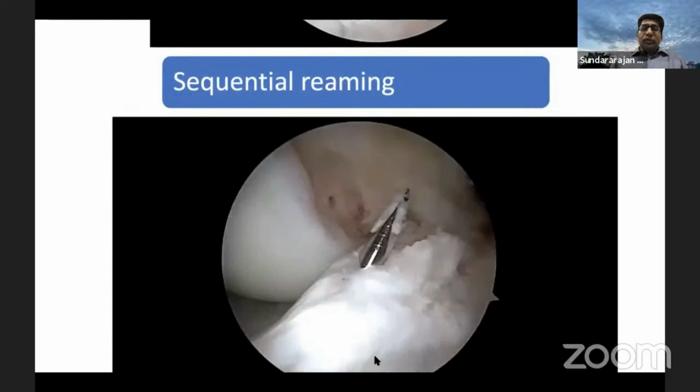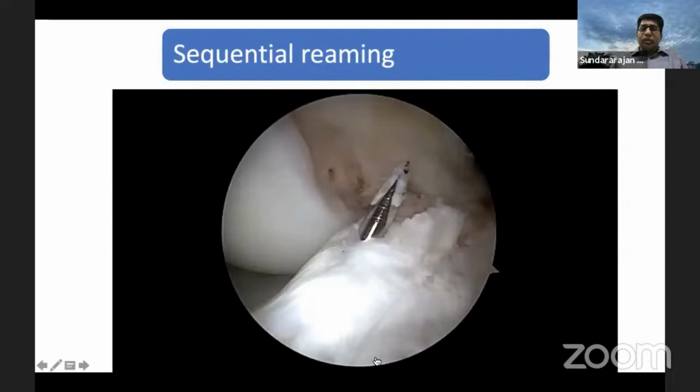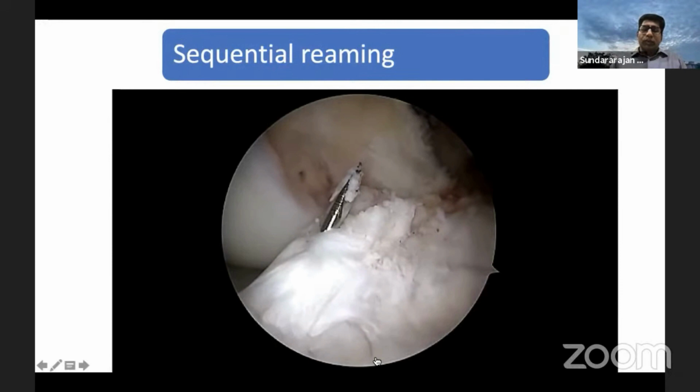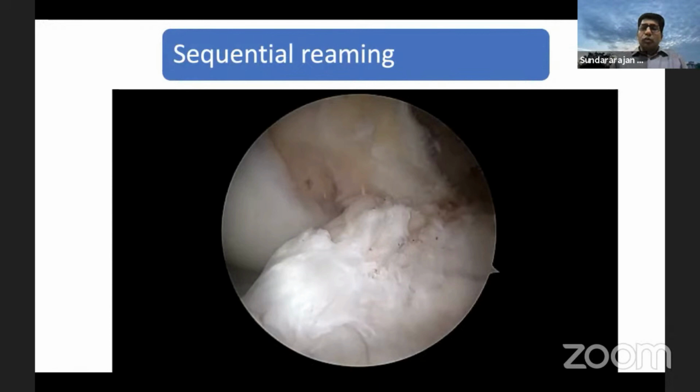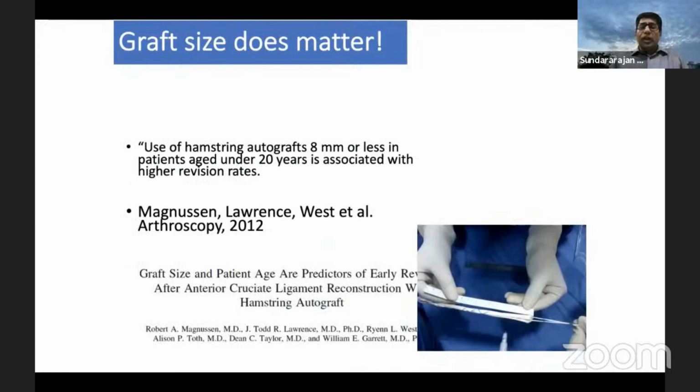Then you do the gradual reaming. You do the 4.5 reamer first, because sometimes even if you make a slight mistake in the entry point, you can adjust after doing the 4.5 reamer. This is the 4.5 reamer. Once you have done that, you can use a guide pin again in the 4.5 mm tunnel. Then you can adjust, push it to the anterior or posterior side, and then gradually ream it to the desired place. As already discussed, the minimum size you require is 8 mm, so make sure that 5 strands or 6 strands are used.